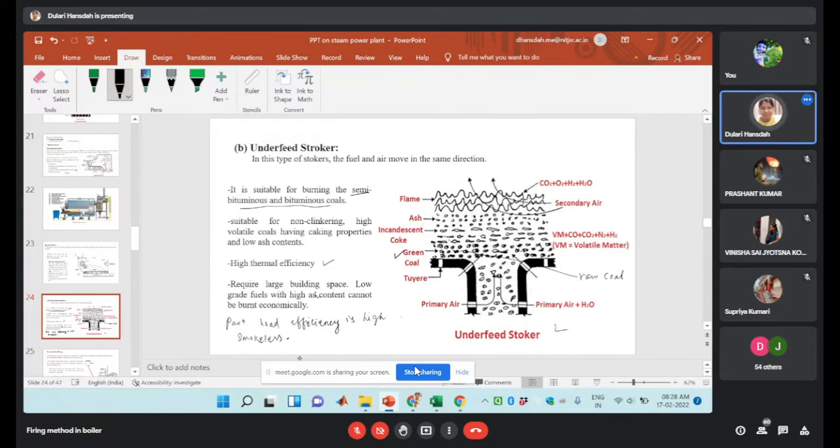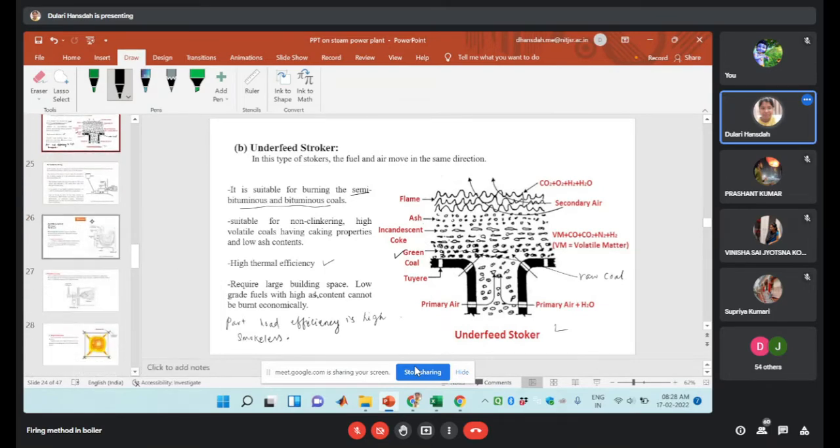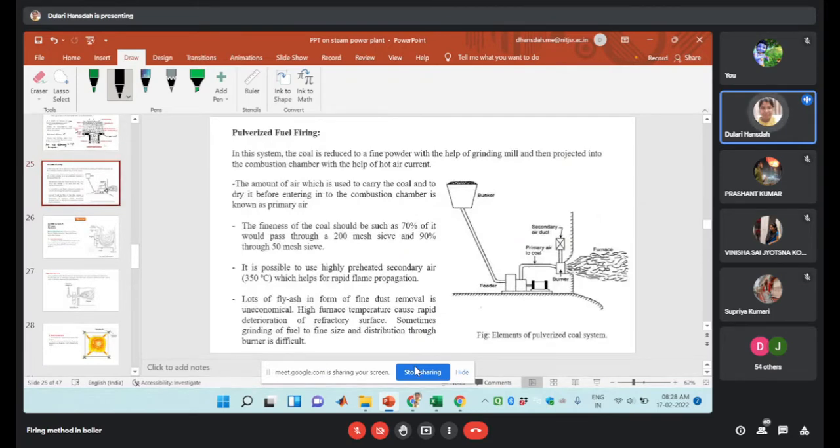Then we will discuss the pulverized fuel firing system. As the name is given, pulverized means it is the powder form of the coal. In a pulverized fuel firing system, coal is reduced to a fine powder with the help of a grinding mill. Then it will be projected into the combustion chamber with the help of the hot air current. The amount of air which is used to carry the coal and to dry it before entering the combustion chamber is known as the primary air.